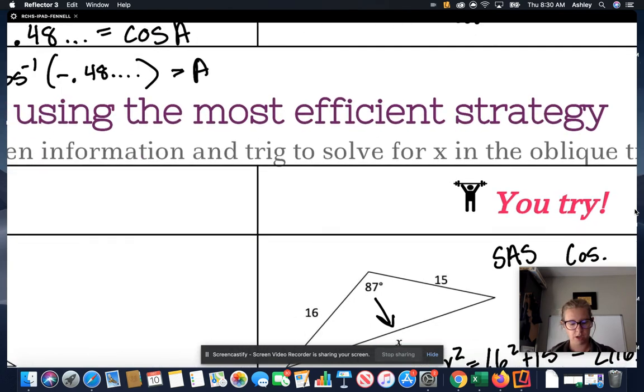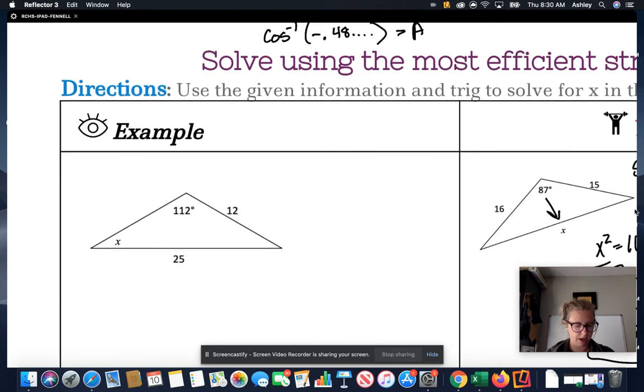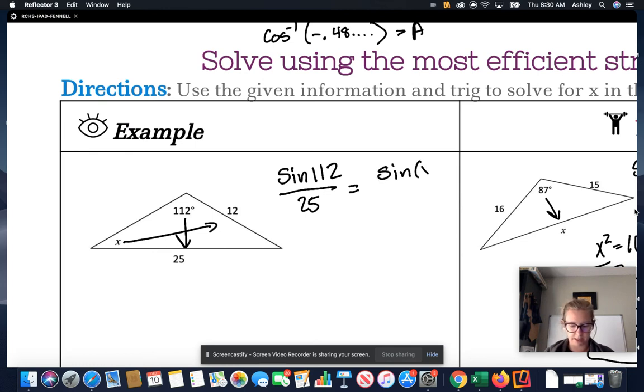Looking good. Okay, so now remember what I said about working smarter, not harder. Make sure you're looking at given information and seeing which law you can use because, again, law of sines is a little bit easier. Okay, so if we look at this example here, I have an angle and an opposite side, so that's good. And what I'm solving for is the angle opposite my other side. Ding, ding, ding. This is a law of sines. So we're going to do sine of 112 divided by its opposite side of 25 is going to be equal to sine of x, we don't know what this is yet, divided by 12, its opposite side.